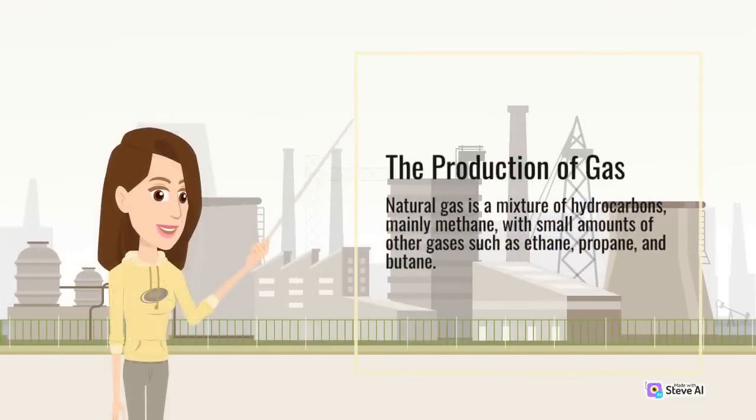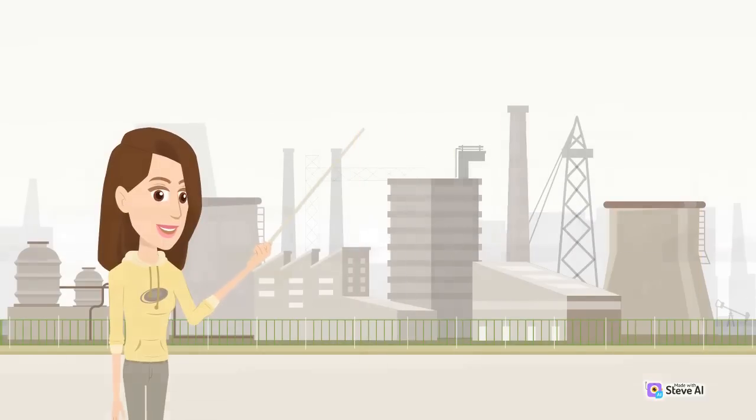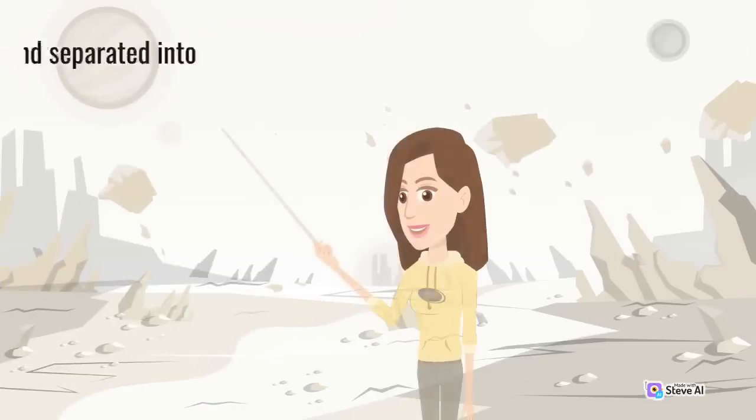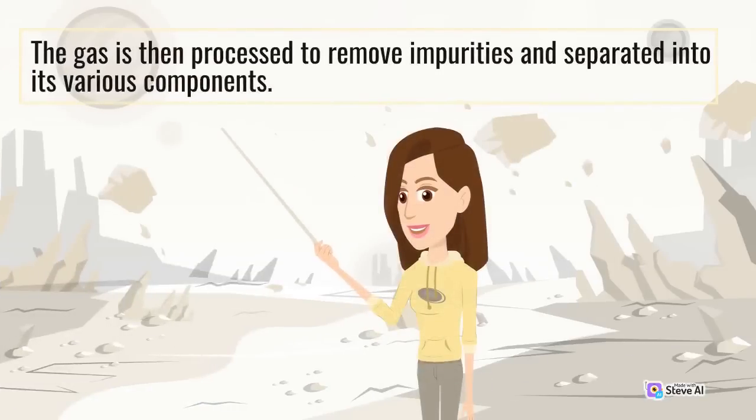The production of gas. Natural gas is a mixture of hydrocarbons, mainly methane, with small amounts of other gases such as ethane, propane, and butane. The production of natural gas involves the extraction of gas from underground reservoirs. The gas is then processed to remove impurities and separated into its various components.